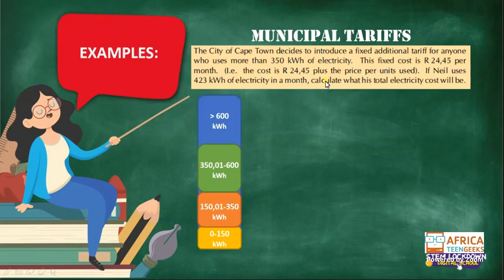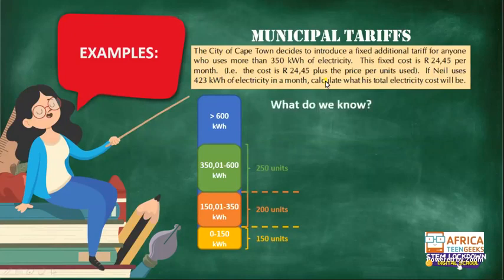So here we can quickly look at our block system again, and we know now those are the units per block. Now we can do the questions. First, the same thing that I always tell you guys, we have to establish what we know, okay? If we read that question again, the City of Cape Town decides to introduce a fixed additional tariff for anyone who uses more than 350 kilowatt hours of electricity, okay? That cost will be 24.45.